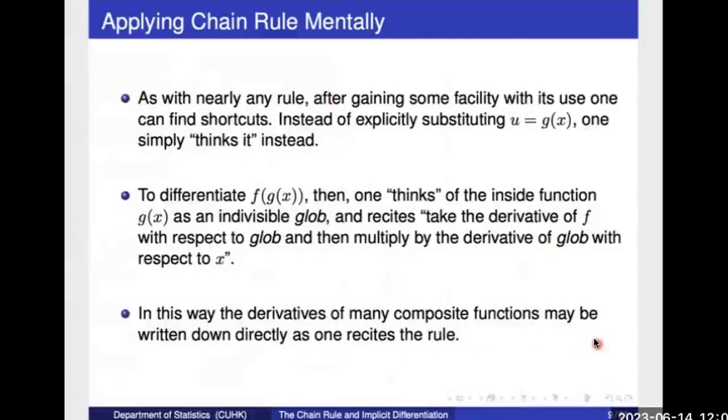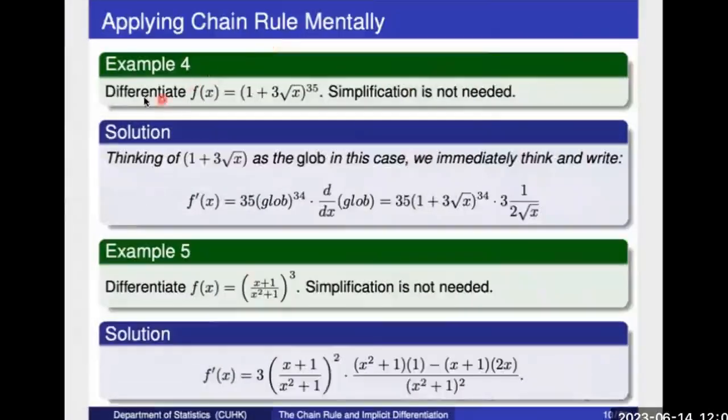Let's see an example. Differentiate f(x) = (1 + 3√x)³⁵. Simplification is not needed. Thinking of 1 + 3√x as the glob in this case, we immediately think and write f'(x) = 35 times glob³⁴ times d/dx of glob, which equals 35(1 + 3√x)³⁴ times 3 times 1/(2√x).